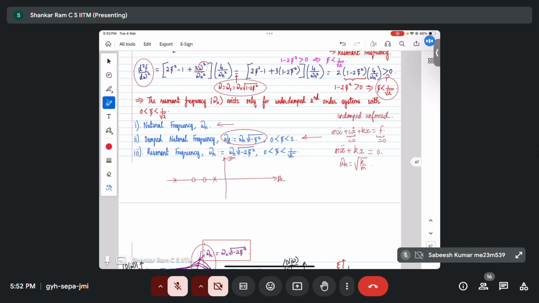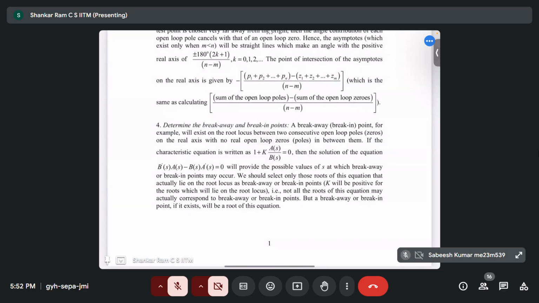The surefire way of figuring out the breakaway and break-in points is to solve the equation we learned: B prime of s times A of s minus B of s times A prime of s is equal to 0. Find all the values of s, then calculate the value of K at those s, and then go forward from that. That is the best way to deal with this.